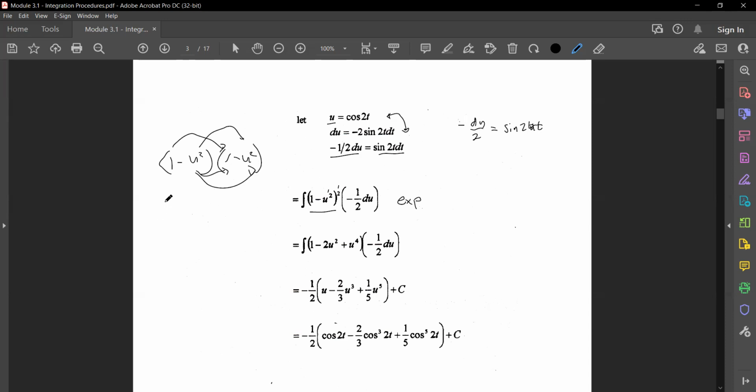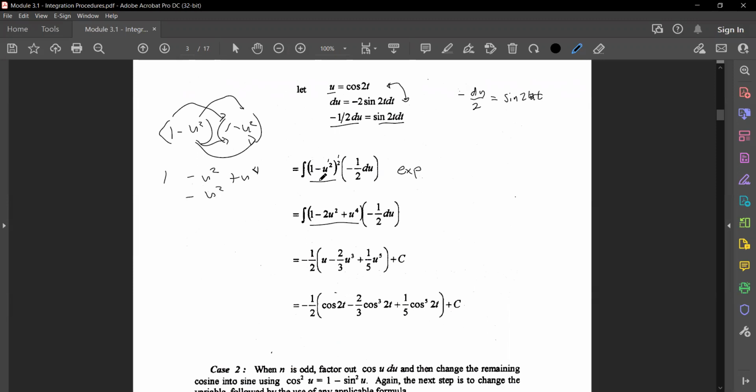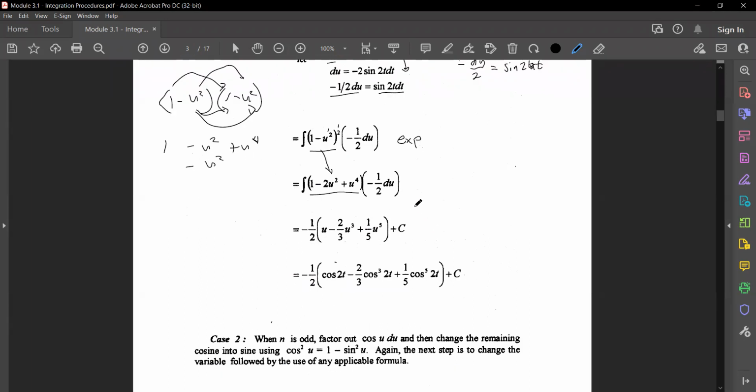So yung equation natin would be 1. Then ito will be negative, di ba? Negative u squared. Tapos ito magiging positive u raised to 4. And then of course, pabalik naman. So you still have your negative u squared here. And then dito. So the same magyapon. So it will result to 1 minus 2u squared plus u4. Yan. So in-expand natin to. Then multiplied by the remaining, that is negative 1/2 du. Yan. Then proceed with the integration.